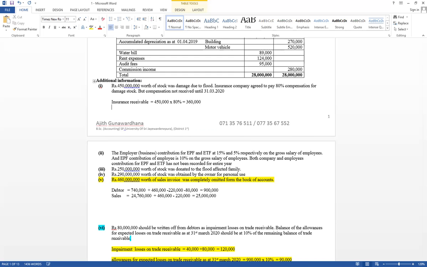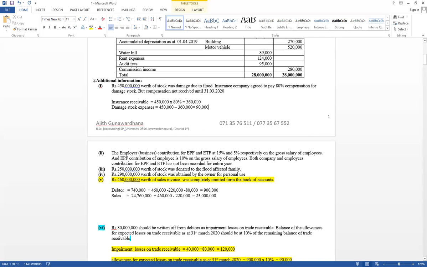The insurance company agreed to pay as compensation. And think about the balance part. Damaged stock expense. The balance part should be considered as expense. It is equal to 450,000 minus 360,000. Therefore, 450 minus 360, that value should be considered as expense, as damaged stock expense. And think about this is the damaged stock. Purchase account credit, damaged stock account debit. There are 3 marks available here.